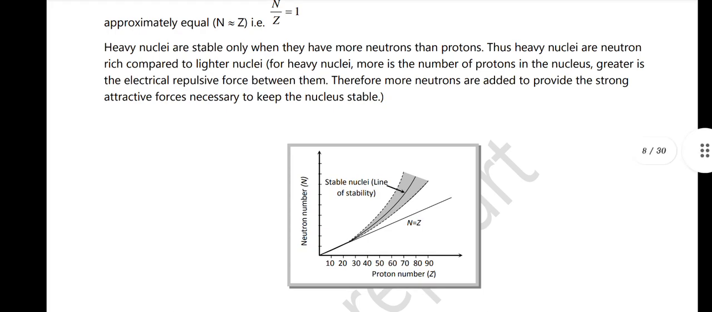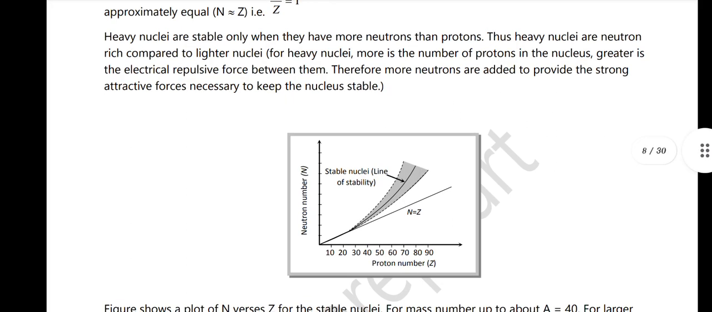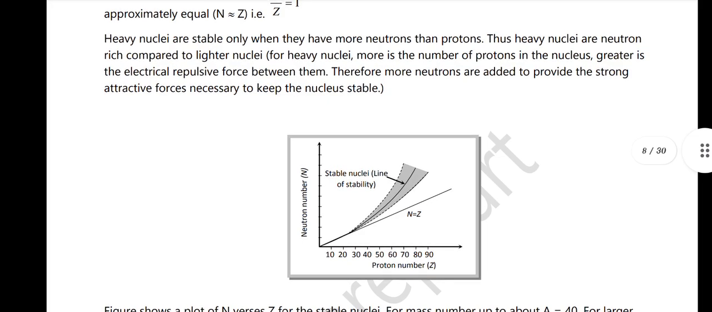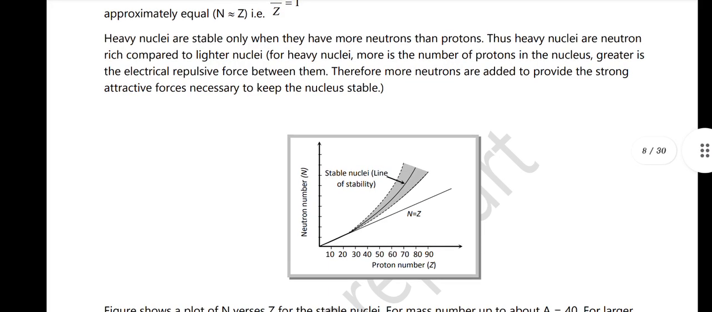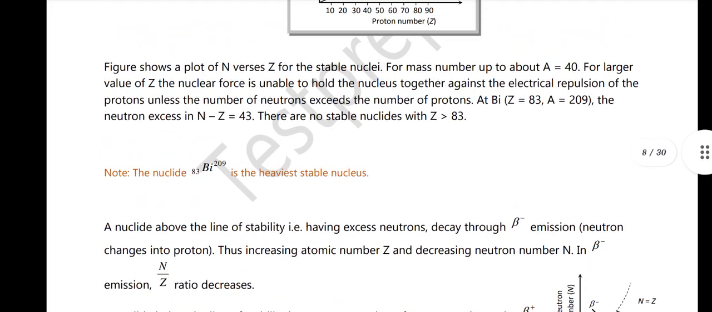For heavy nuclei, the greater the number of protons in the nucleus, the greater the electrostatic repulsive force between them. Therefore, more neutrons are added to provide the strong attractive force. If there are more protons, the electric repulsive force increases, so adding neutrons provides attractive force, which makes the nucleus stable. I think you understand.